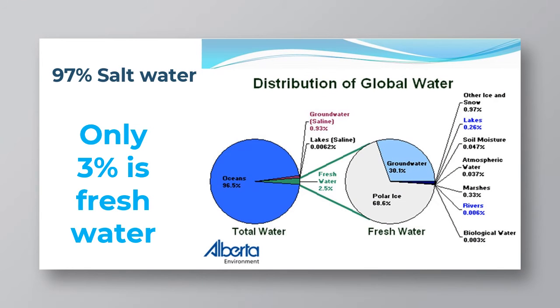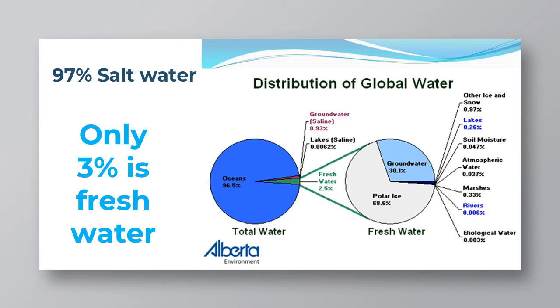So here you can see the pie graph which shows us the distribution of global water. This graph was taken from Alberta Environment. From this graph, you can see that approximately 97% of water is salt water. Most of the salt water is found in the ocean. However, there's a small percentage of salt water that is found underground or even in lakes, as shown in this diagram. So this leaves us about 3% of water that is available as fresh water.